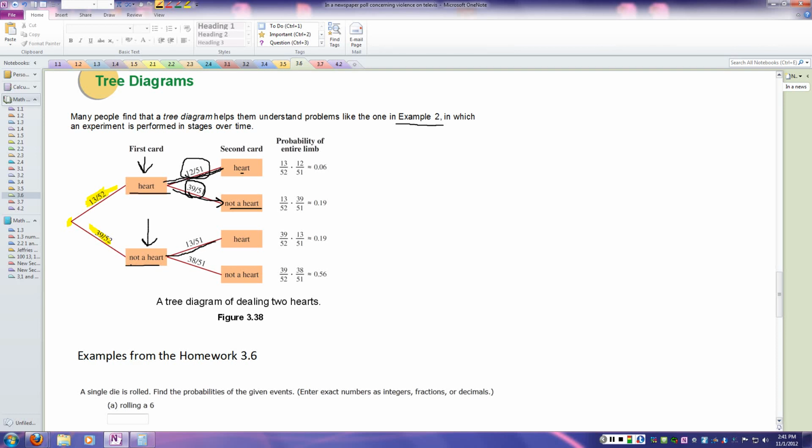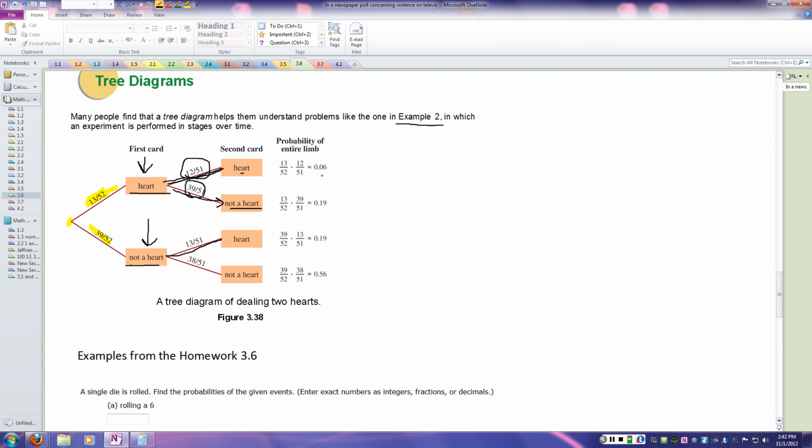If I drop down to this branch, so my first card is not a heart, what's the probability my second card's a heart? Well, I have 13 hearts out of 51 total cards, so it's 13 out of 51. Here, not a heart and not a heart, well, the first is a not a heart, so then I only have 38 out of 51 chances for it to not be a heart.